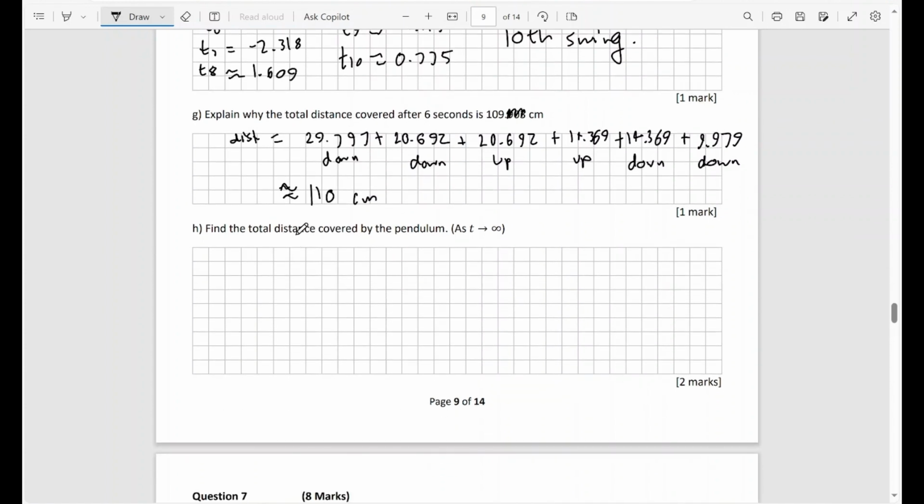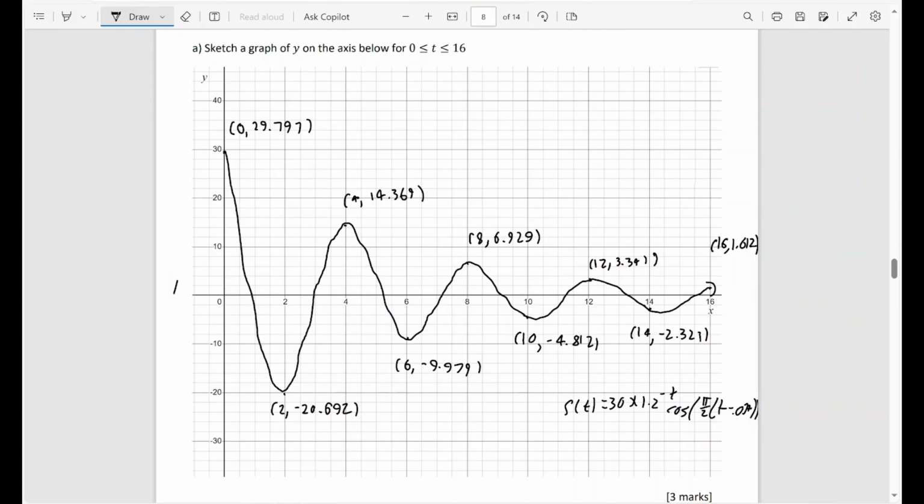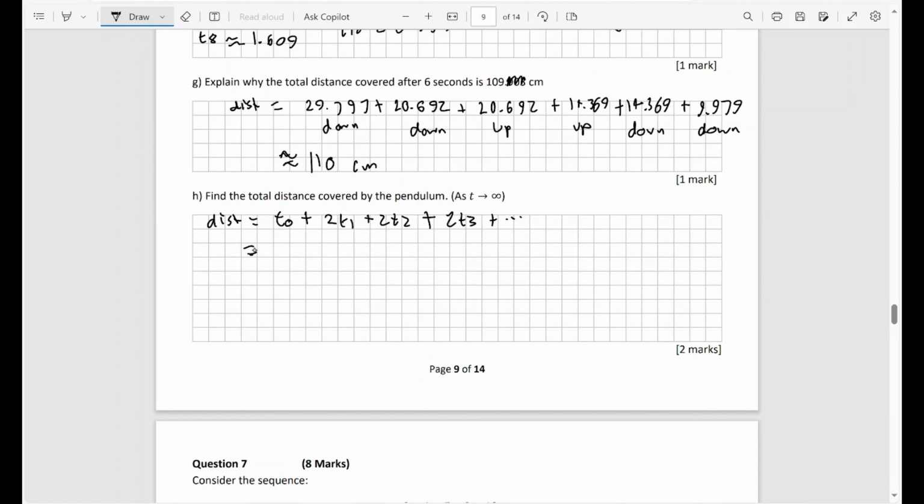Find the total distance covered. So basically, distance is going to be the T0 plus 2 lots of T1 plus 2 lots of T2 plus 2 lots of T3 plus all the way up to infinity. The reason you only get 1 lot of T0 is it's just coming down. It's not going up then down there. So this is 29.797 plus 2 times the sum of k equals 1 to infinity of tk.